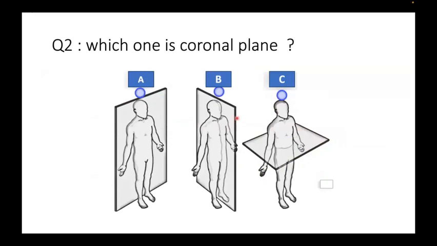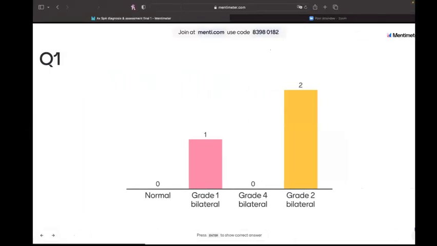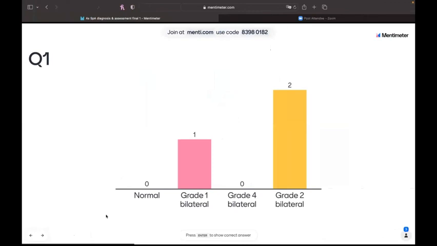In MRI, we have many planes. One of the planes is what we call the coronal plane. One of the pictures is the coronal plane. Is it A, B, or C? Again, I would refer you to menti.com.